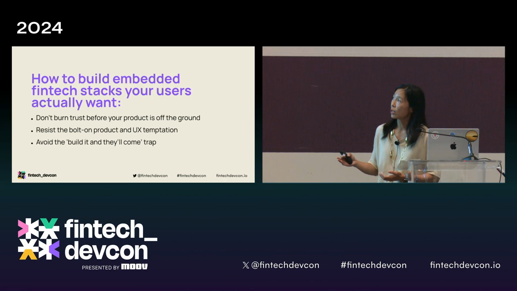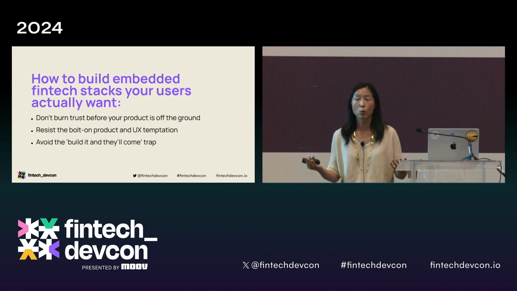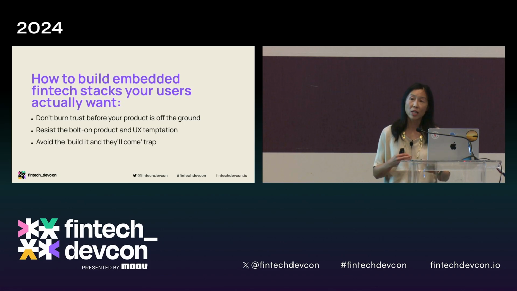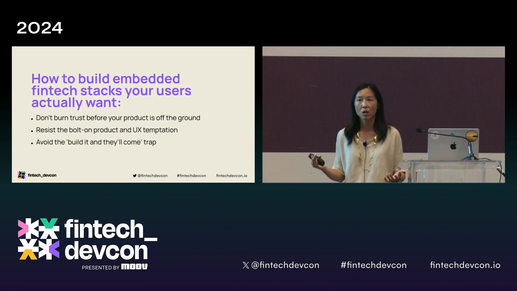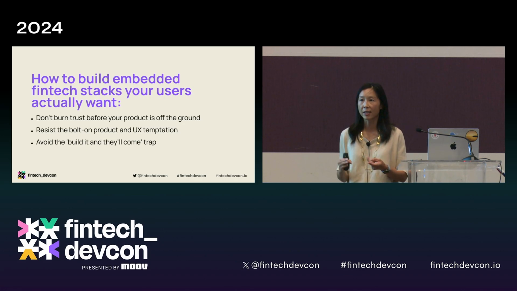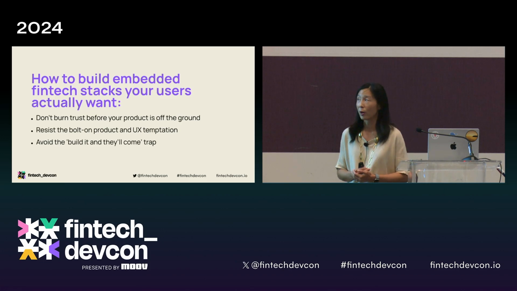Second, resist the bolt-on product and UX temptation. Just because you can add it to your software stack in a week doesn't mean that it's going to be a great experience for your customers, nor would they want to adopt it. And so there's actually a lot of complexity when you add embedded fintech because of all the things that go under the hood that we discussed. Those 5 architectural decisions are really critical, like data syncing, source of truth, customer communications. And we actually learned that the hard way.